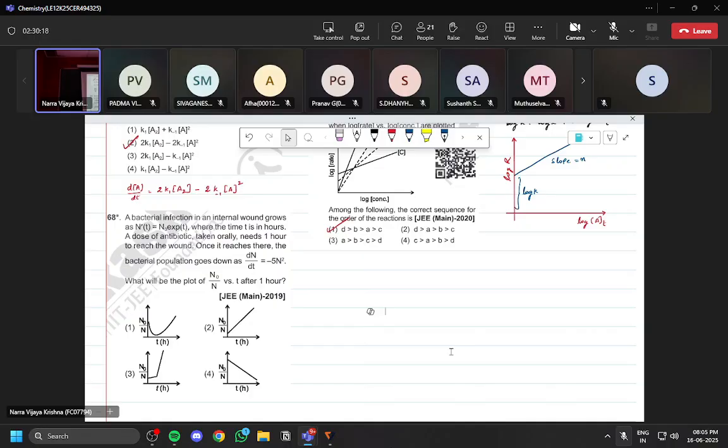In a rate of reaction, the concentration of A is decreasing. That's why you write minus dA by dt. Here, bacteria concentration keeps on increasing, so you write plus dN by dt. So Nt equals N naught into e power t.